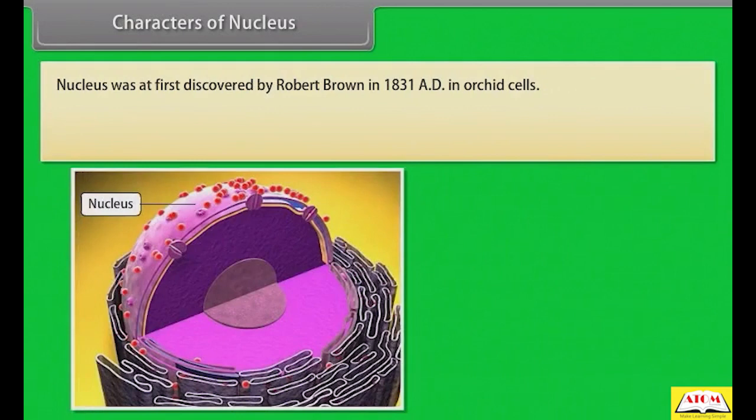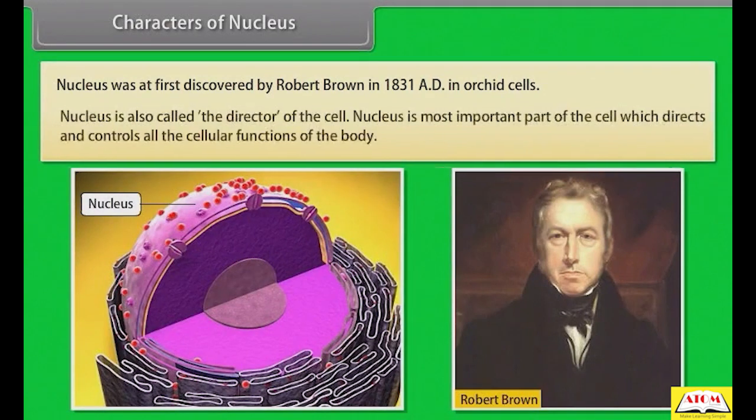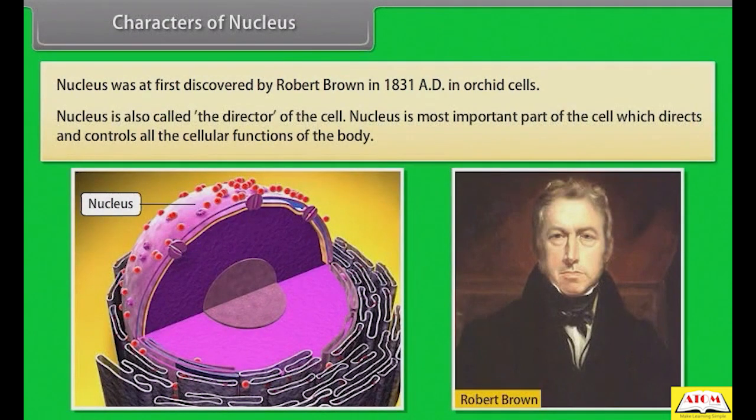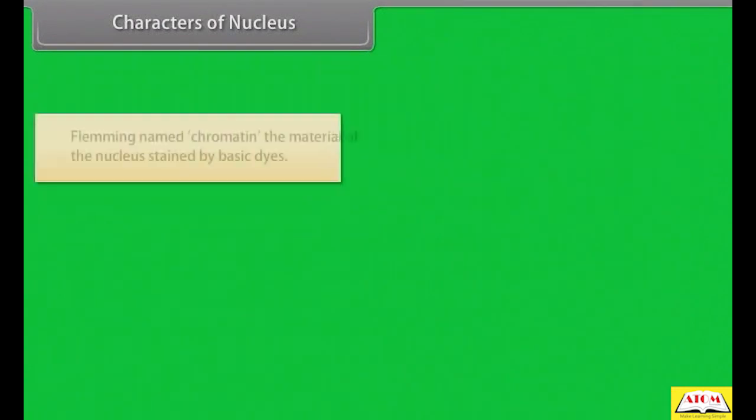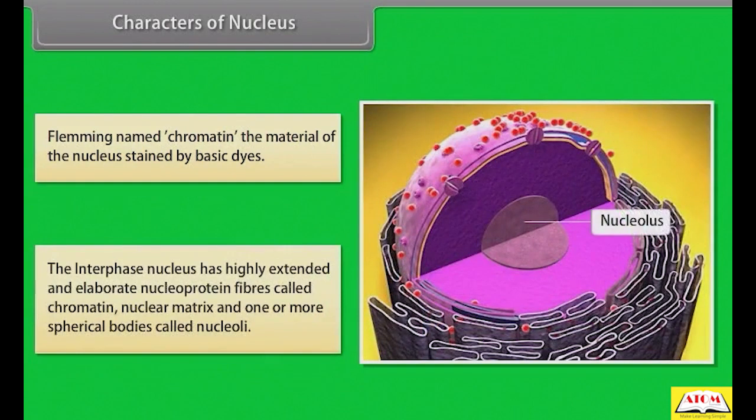Characters of nucleus. Nucleus was at first discovered by Robert Brown in 1831 AD in orchid cells. Nucleus is also called the director of the cell. Nucleus is most important part of the cell, which directs and controls all the cellular functions of the body. Fleming named chromatin the material of the nucleus stained by basic dyes. The interphase nucleus has highly extended and elaborate nucleoprotein fiber called chromatin, nuclear matrix, and one or more spherical bodies called nucleoli.